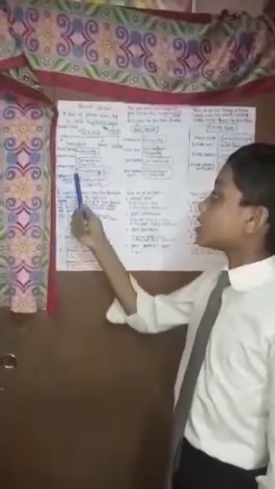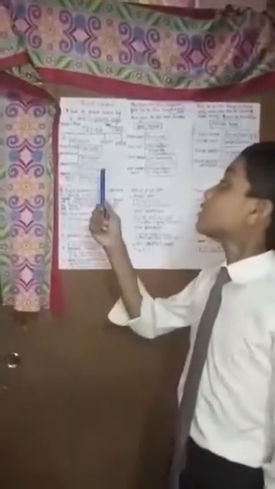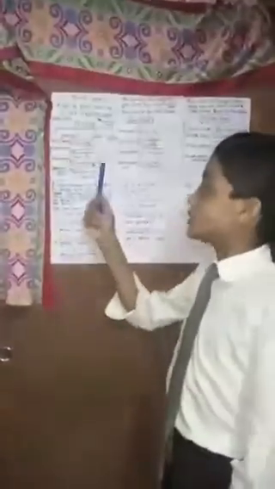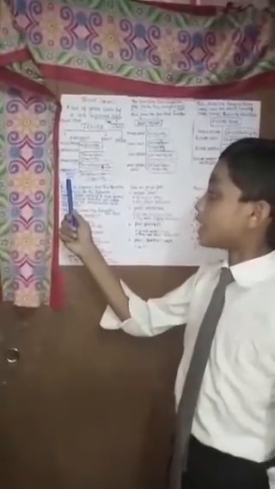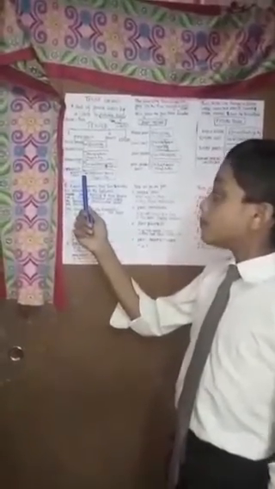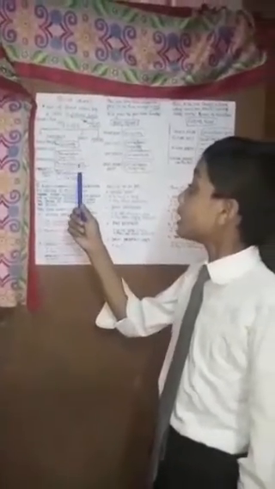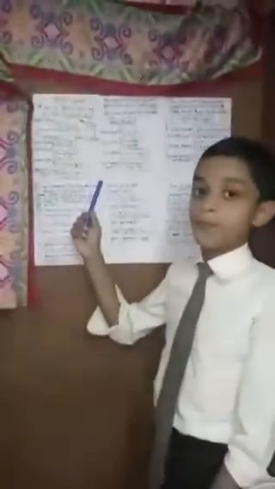Present perfect: subject plus has or have plus verb plus object. Present perfect continuous: subject plus has or have plus been plus the ing form of the verb plus object.